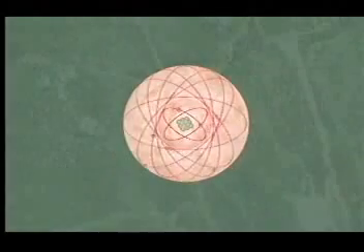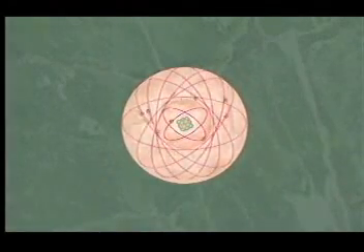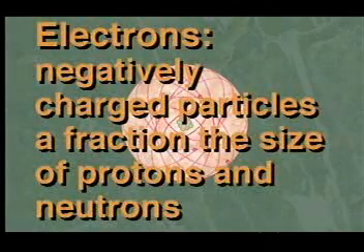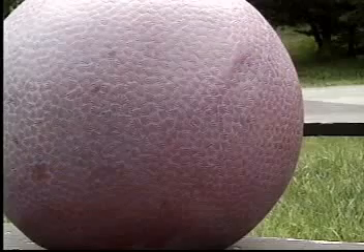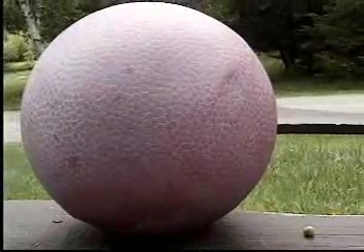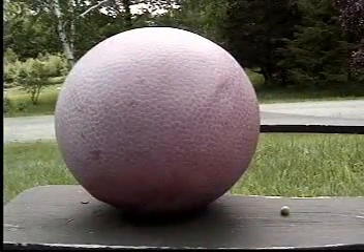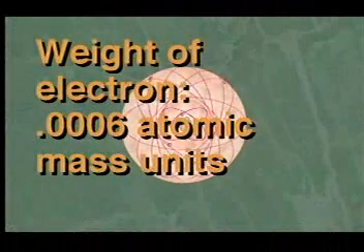The fast-moving particles around the nucleus are electrons. Electrons are negatively charged particles. They are a fraction of the size of protons or neutrons. To help you visualize this size difference, if this ball were a neutron, then this P would be an electron. An electron weighs just 0.0006 atomic mass units.